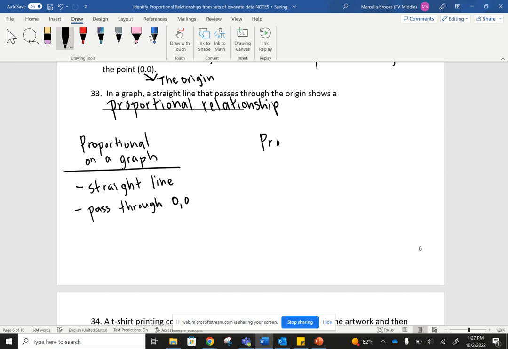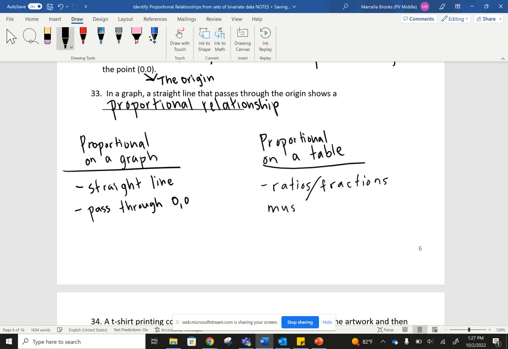Proportional on a table is where the ratios or fractions must be equivalent. Remember, equivalent means equal or the same, having the same value.